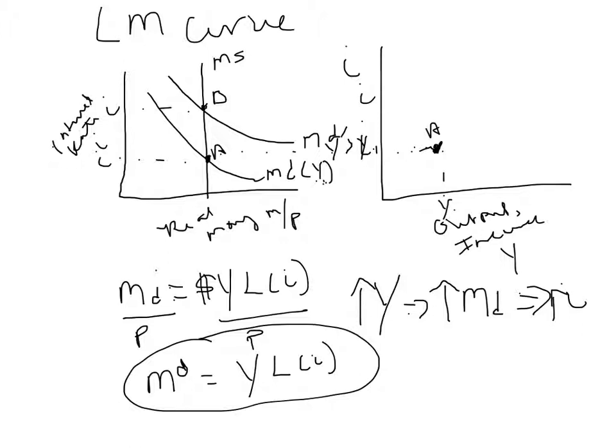Y1, which is our original income level, an increase in income to Y2 caused money demand to increase and thus the interest rate to increase. So now we're right here at I2. And therefore we have our upward sloping LM curve, which represents equilibrium in the financial markets. The LM curve shows that there's a positive relationship between income and interest rate.